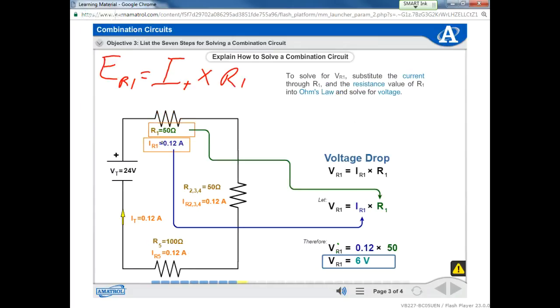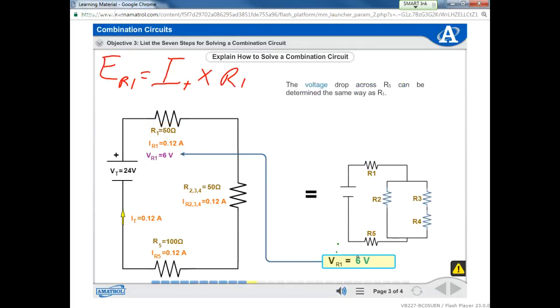To solve for V sub R1, substitute the current through R sub 1 and the resistance value of R sub 1 into Ohm's law and solve for voltage. 6 volts is the voltage drop across R sub 1. Click on the value to place it into the schematic. The voltage drop across R sub 5 can be determined the same way as R sub 1. Click on the values for R sub 5 and I sub R5 to calculate V sub R5.